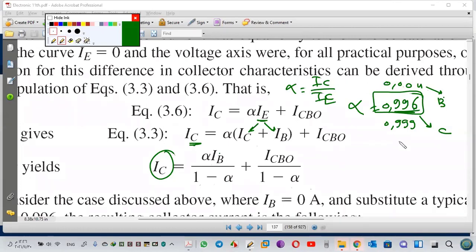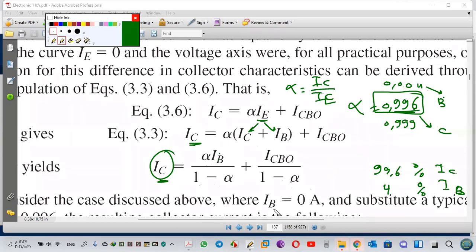For example, we can write another thing: 99.6% for IC, and we have just 0.4% for IB. So for that reason, sometimes you can ignore IB. You can say IC equals IE. Maximum value of alpha is 1. That's when IC equals IE. This is okay, theoretical, not exactly practical, but practically we have a little bit. And I will give you this number in the exam. So IC is alpha IB over 1 minus alpha, plus ICBO over 1 minus alpha.